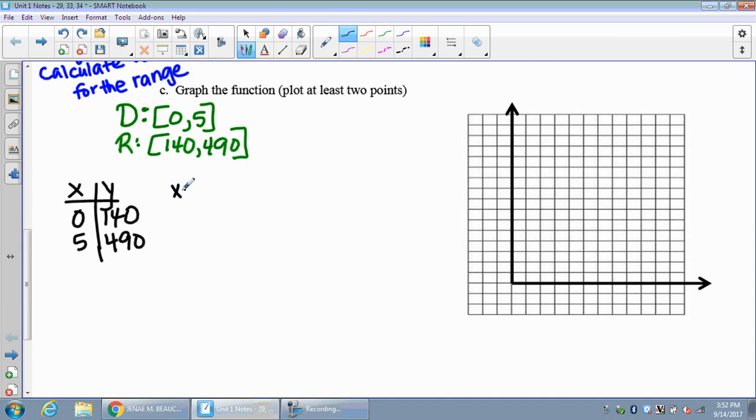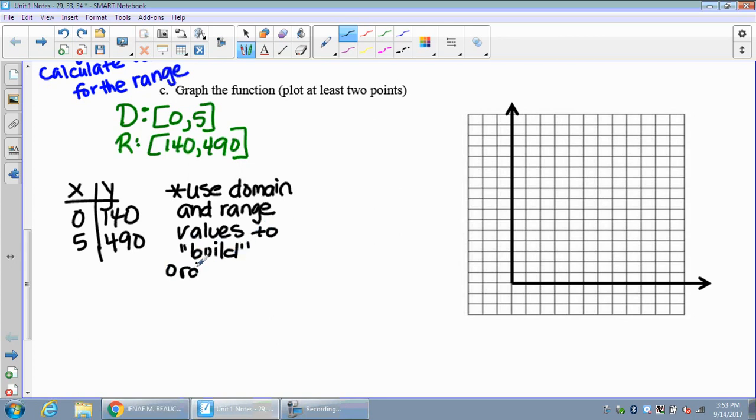So use domain and range values to build ordered pairs. This will be 0, 140 and 5, 490. Let's get to the graphing.